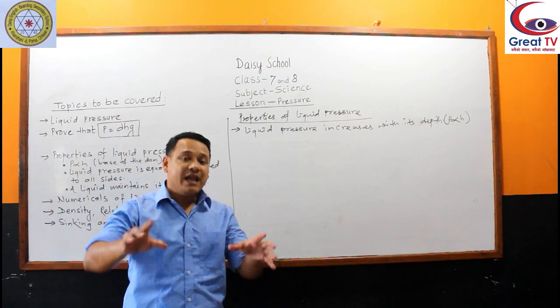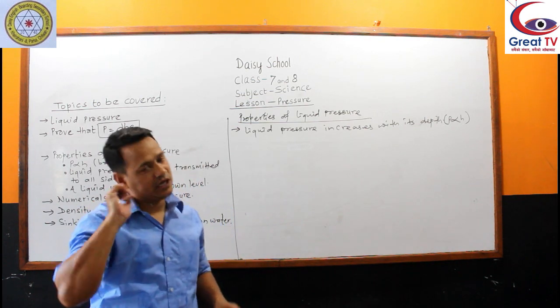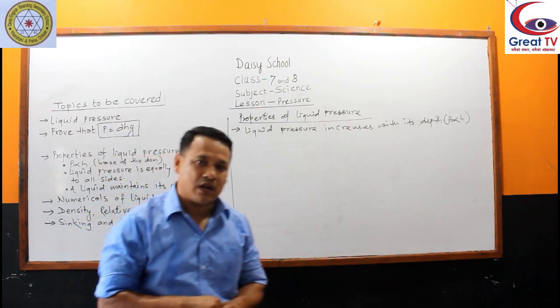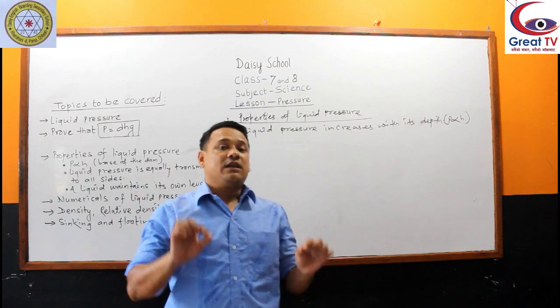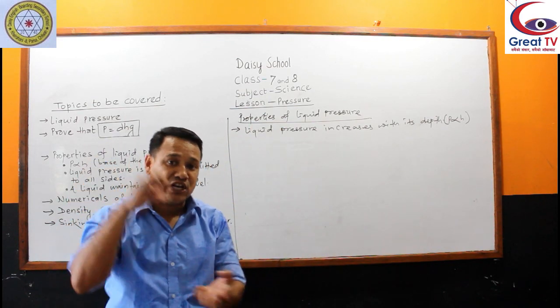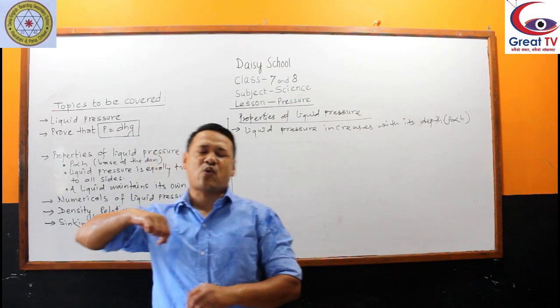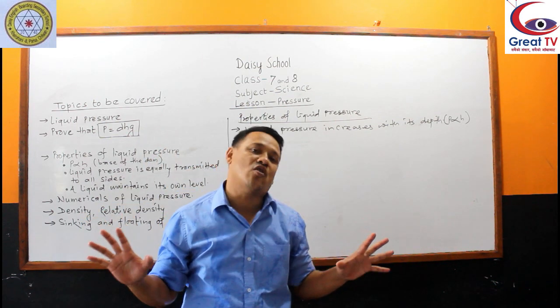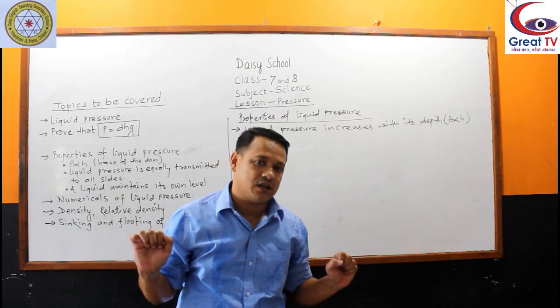In an open vessel, at the same height, liquid pressure is equal. But in an enclosed vessel, liquid pressure is equal on all sides.